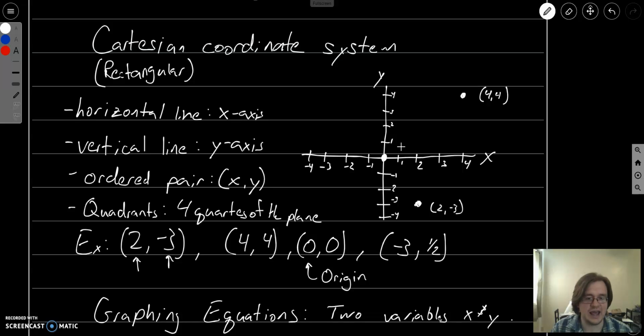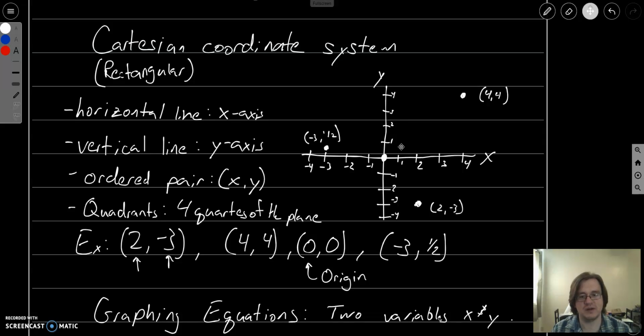We can also look at half coordinates, and this is maybe a little bit harder to see. So for instance, at -3, 1/2. So again, the first coordinate is always the x coordinate. So the x coordinate here is -3, so we go 3 to the left, and we go up 1/2. So we're up just a little bit. So this is -3, 1/2.